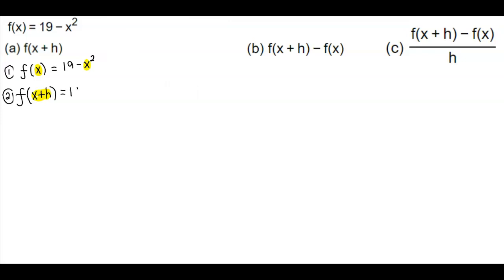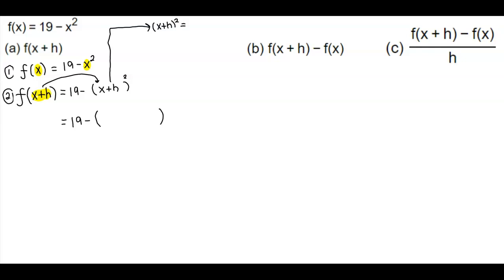So we have 19 minus, we're going to replace x now to be the input, which is x plus h, and then we're going to square that result. So we're going to take 19 and then we're going to subtract whatever we get when we square that. So we need to multiply this together. Now, however way you go about it is entirely up to you. I'm just going to show the box method.